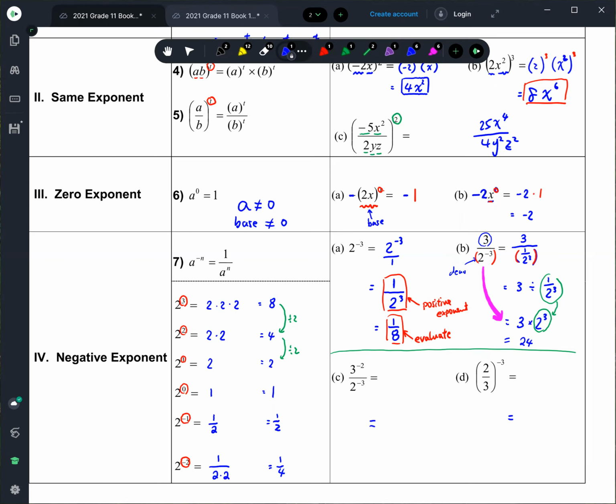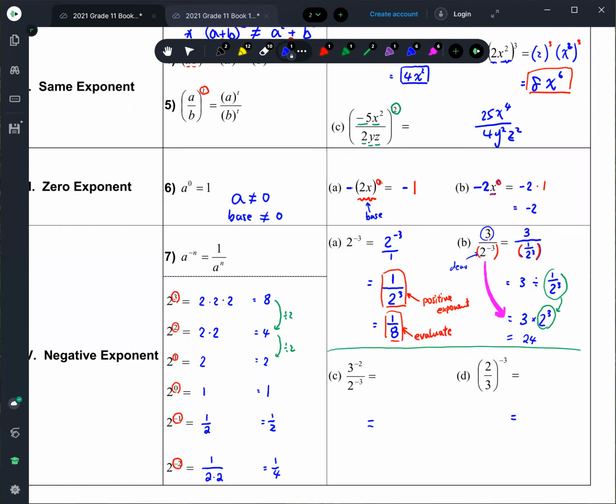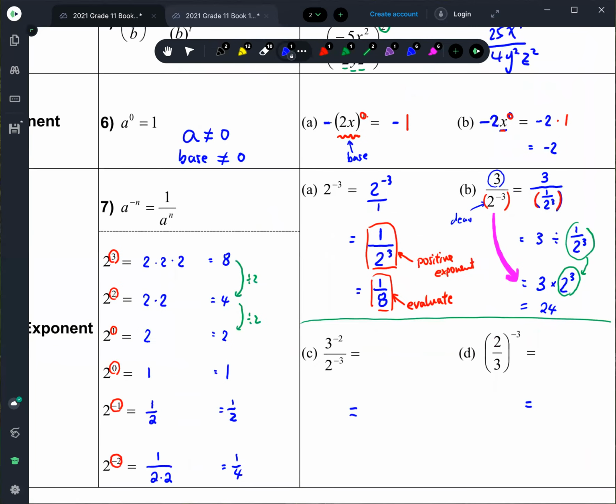Okay, Henry, can you tell us what the positive exponent looks like for question C? So don't you just flip it when there's two? Yeah, swap places, yes. So then it would be 2 to the power of 3 divided by 3 to the power of 2.